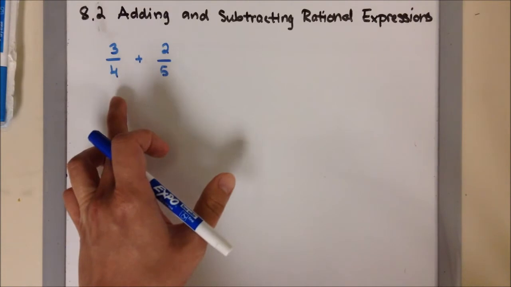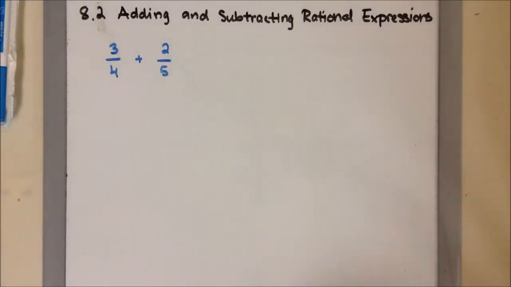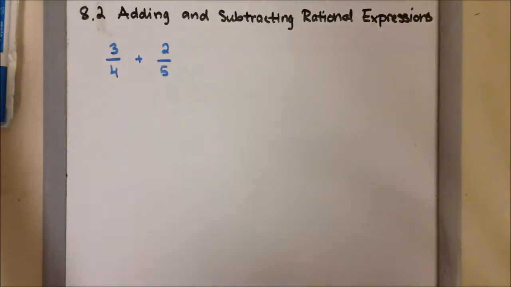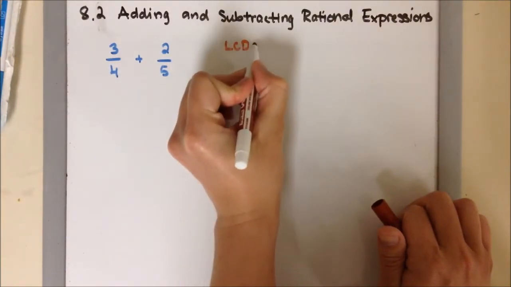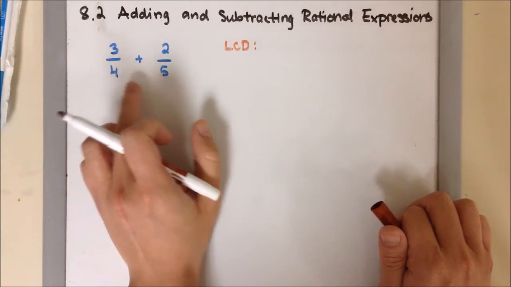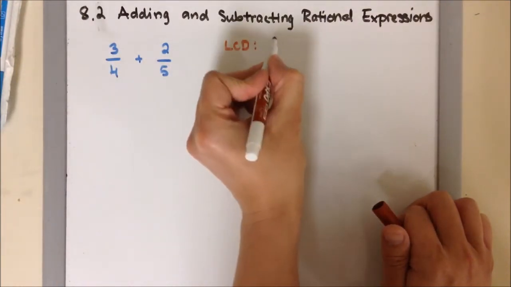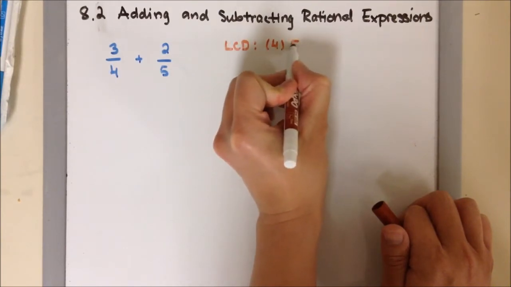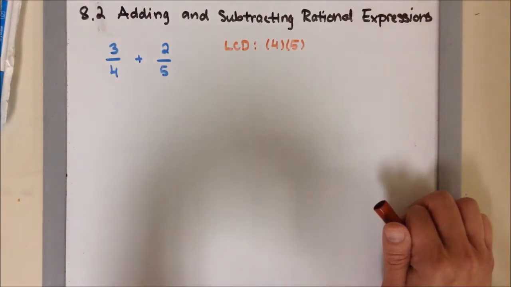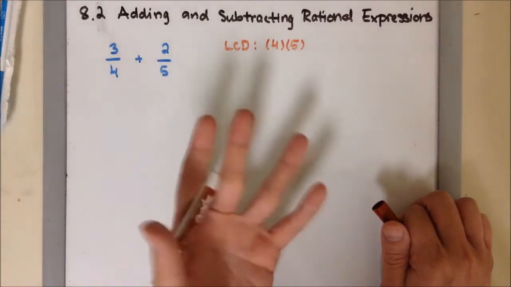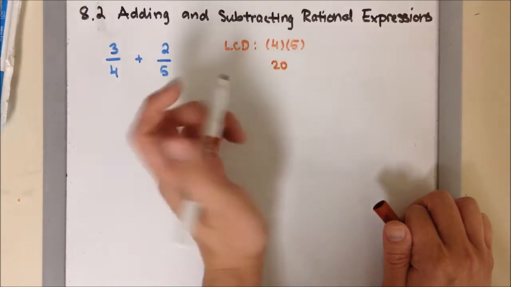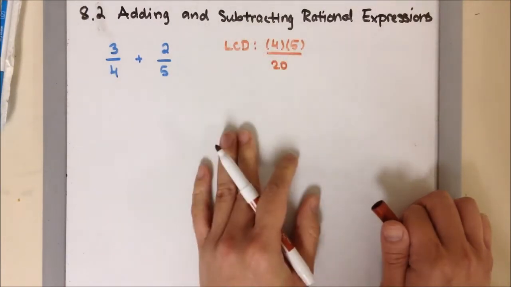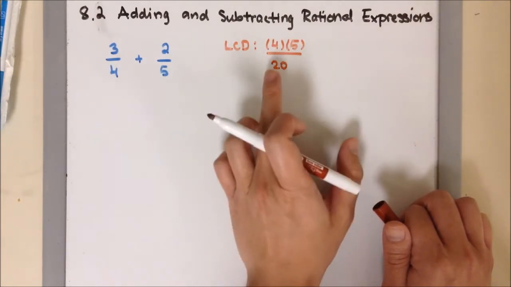We have 3/4 plus 2/5. In order to add or subtract fractions, we need to have the same denominator. So let's find our common denominator, and we're going to label this as LCD, lowest common denominator. Now, the common denominator between 4 and 5 will be 20. So if I were to do 4 times 5, it will be 20. Now, in the past, when we were adding and subtracting fractions, you would just multiply and it would be 20. But here, what I want to do is keep it in this form, just two factors next to each other, 4 and 5.